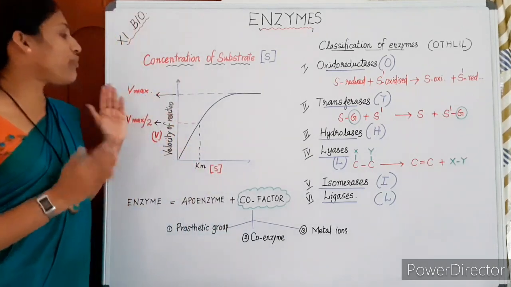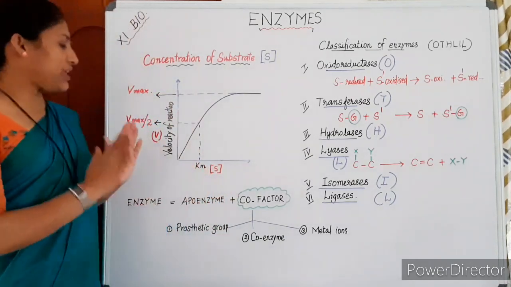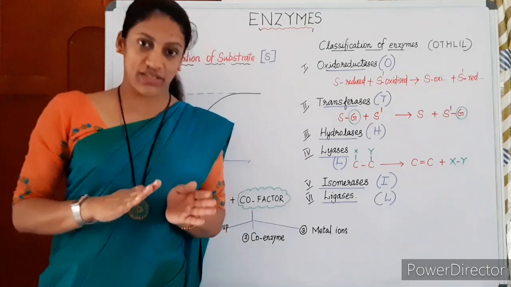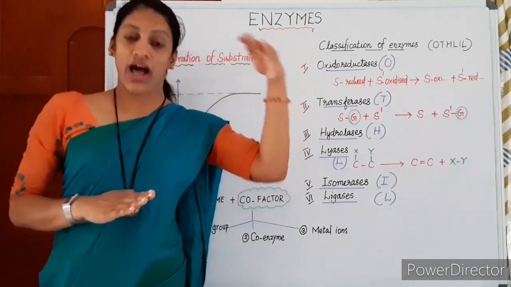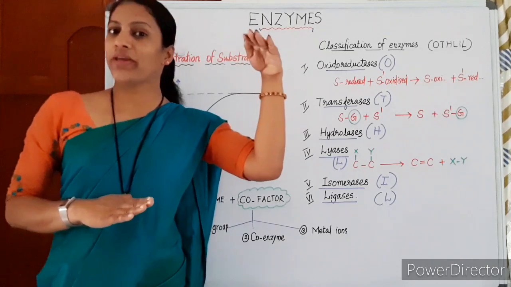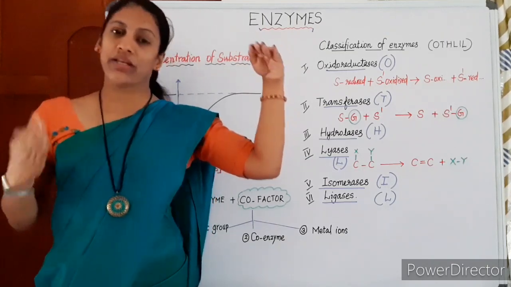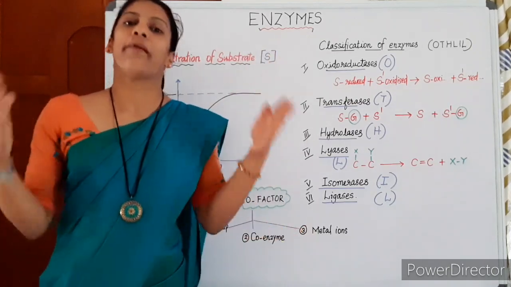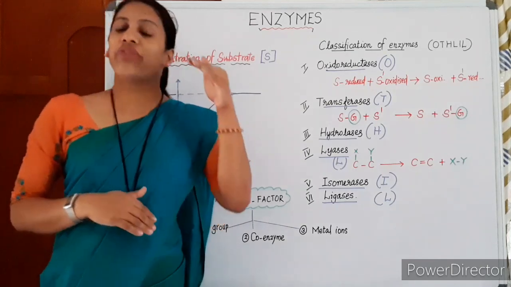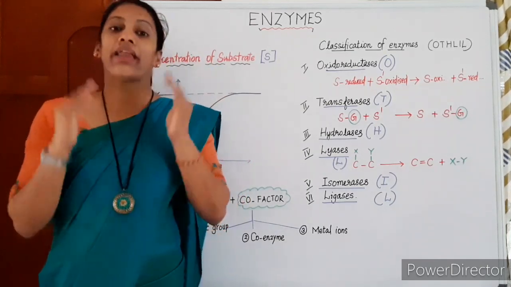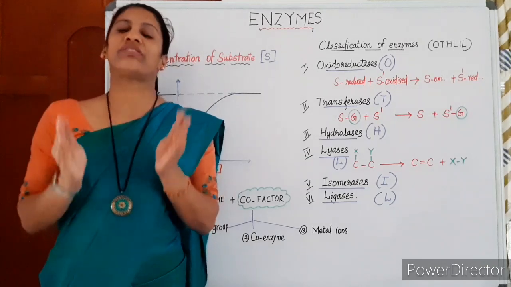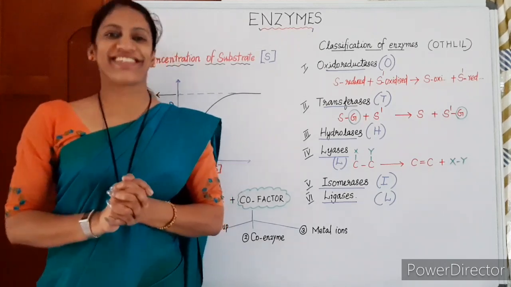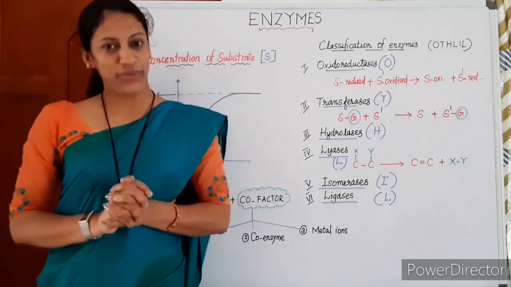Anyway, understand what happens to the velocity of the reaction with the concentration of the substrate. When the concentration of the substrate increases, the rate of the reaction increases up to Vmax. At Vmax, all the enzymes will be saturated. Then no more addition will favor the enzyme action because there are no free enzymes to bind with the substrate. Then Vmax by 2 is the half velocity, and the number of substrates required to reach half velocity, Vmax by 2, is considered a specific value, the Km value.